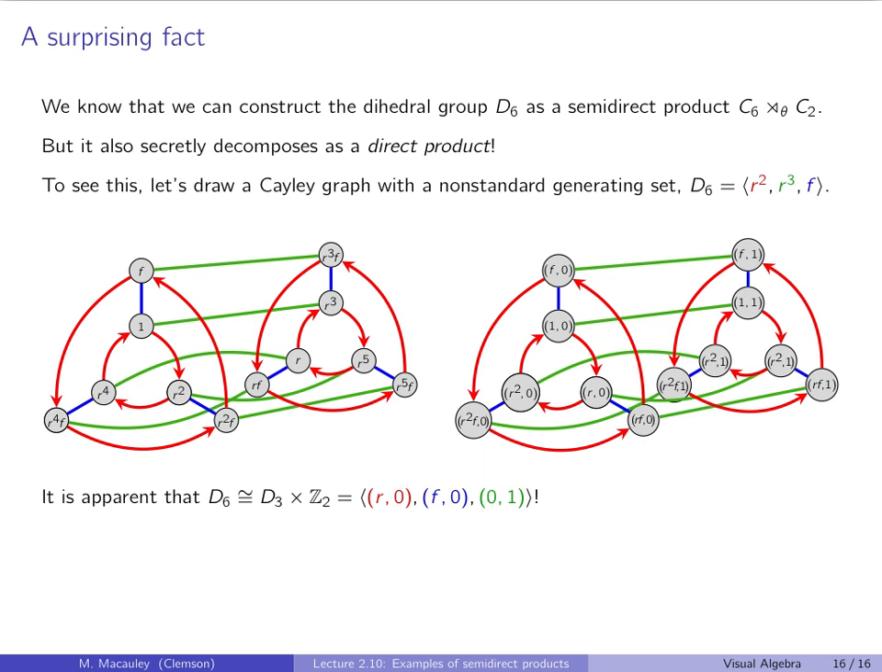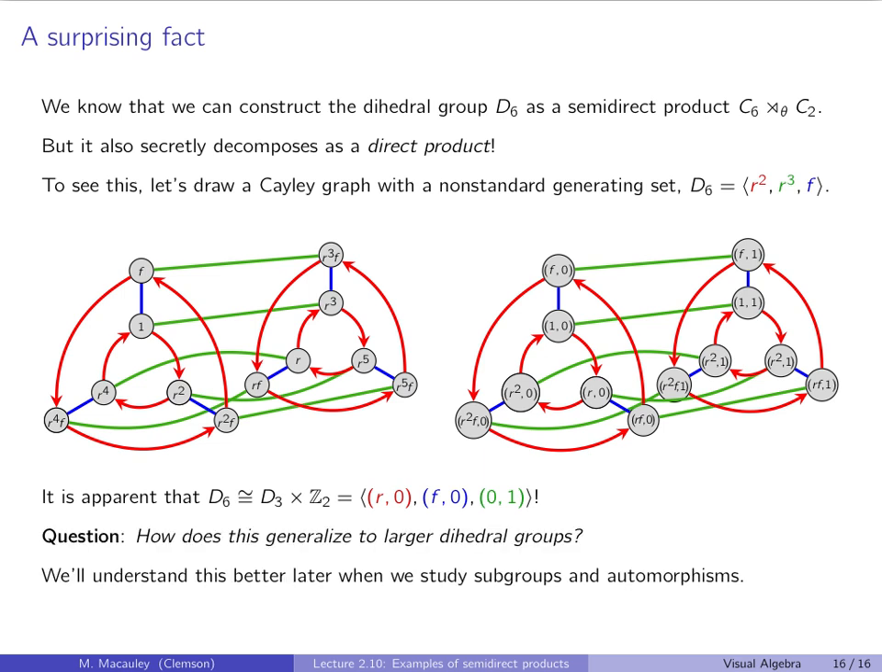And if I do that, you can see that there's a direct product structure here. Maybe not clear why I did this, right? So I have R squared and F generating this subgroup, which is D3. And then I have another copy of that, and you can see this direct product structure. And here are the actual nodes as ordered pairs of D3 and Z2. So this should be quite mysterious now. And think about how it generalizes to larger dihedral groups.